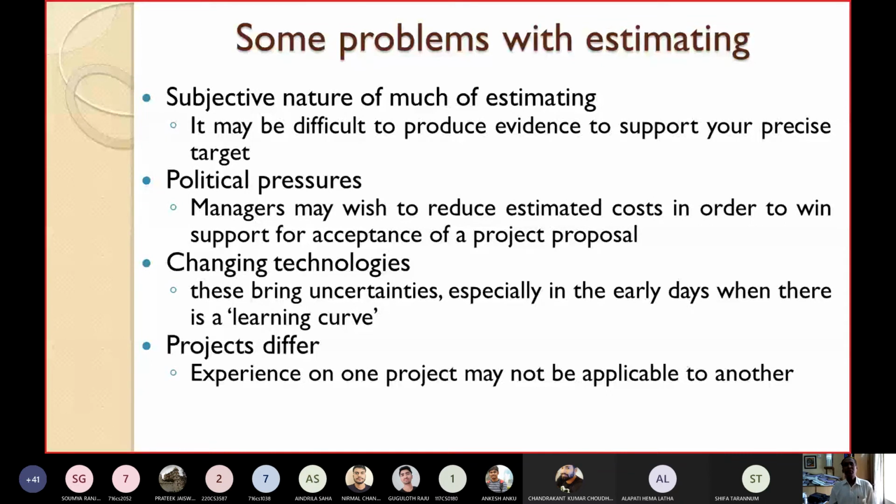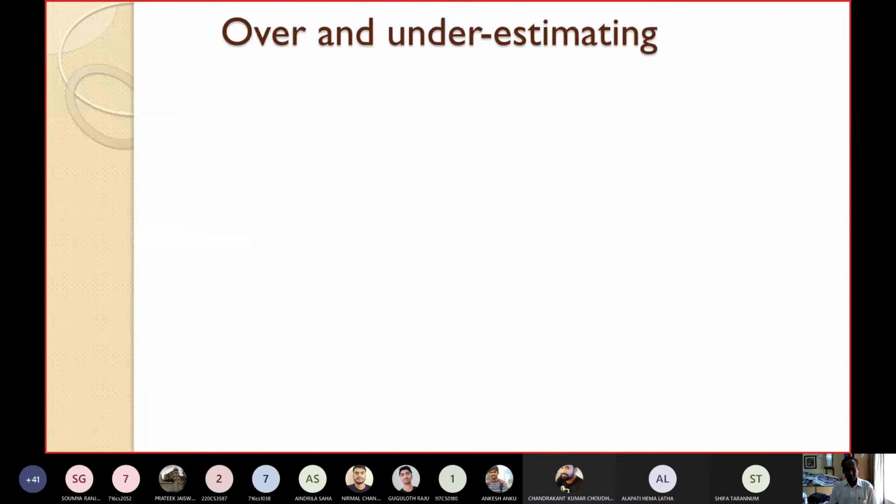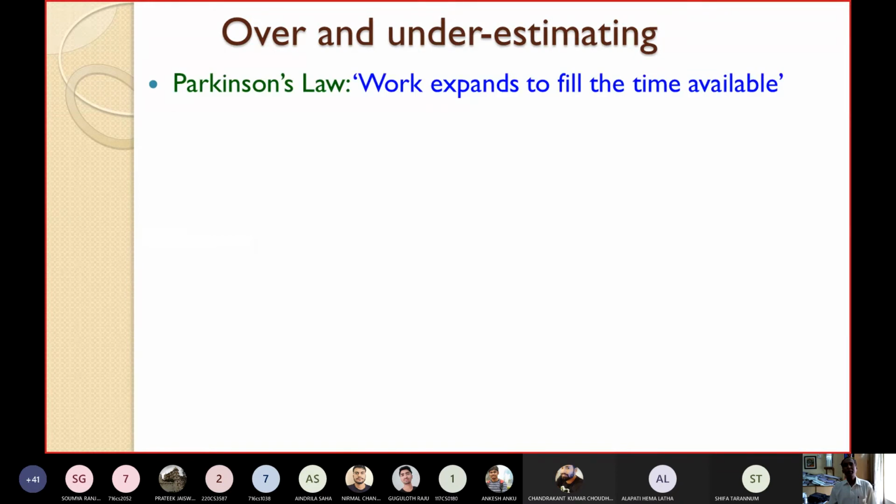Okay. So two important things we'll see: overestimating and underestimating. What will be the problem if you overestimate? What will be the problem if you underestimate? There is a law called Parkinson's law. This law says that work expands to fill the time available. So if you have some work and you have some free time, the work automatically expands to fill the time available. Take an example.